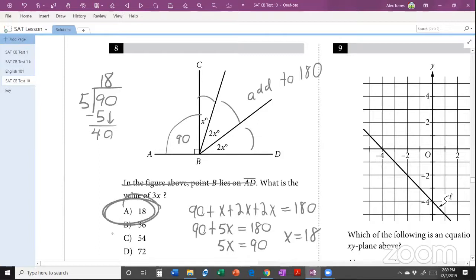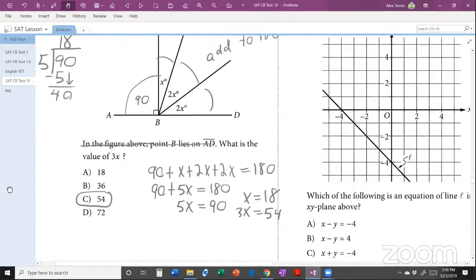We can just circle 18. If we're in a rush, if we're not focused, if we're not relaxed, we might fall into that mistake. And I've been known to do that even myself. But the question is not asking us what x is. It's asking us what 3x is. So 3x is 3 times 18, which is going to be 54. So the answer for number 8 is C. Now we're going to number 9.